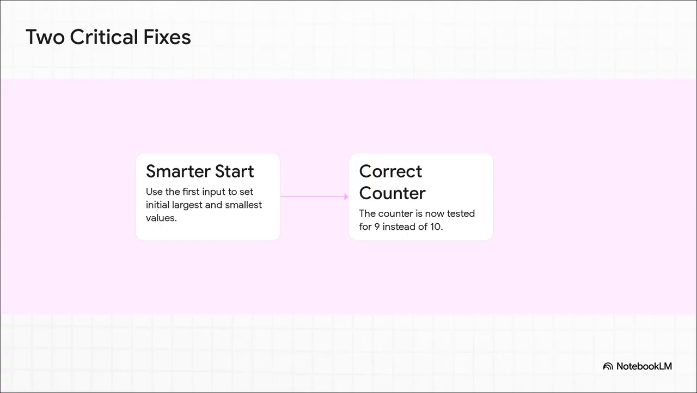Here are the 2 critical fixes that made all the difference. First, that smarter start. Instead of guessing a range of numbers, the algorithm just takes the very first number from the list and immediately sets it as both the largest and the smallest value to start with. It makes 0 assumptions. It uses the data itself to get going. And second, the corrected counter. Since it already used that first number, it only needs to loop 9 more times to check the rest of the list. This isn't just a patch, it's an elegant solution that was only possible because of the previous failures.